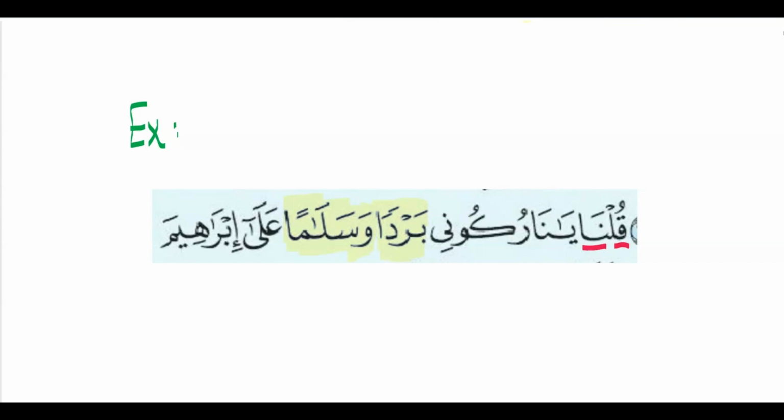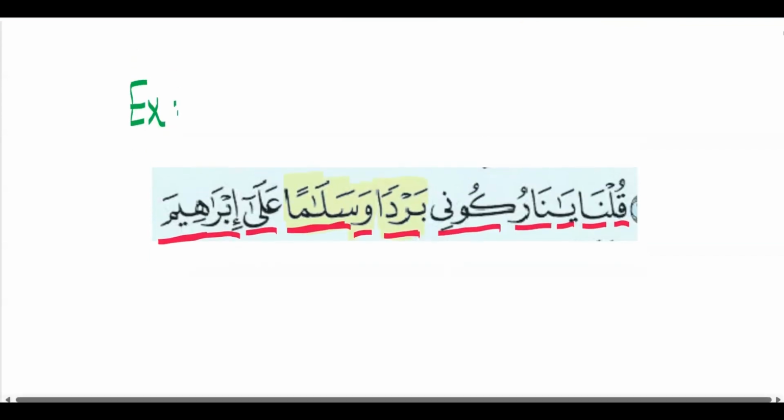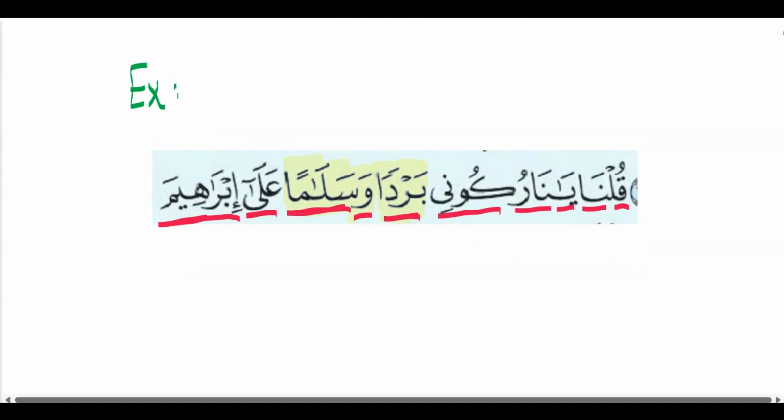قُلْنَا, we said, Ya naru, O fire. Kuni, be, it's an order from Allah to the fire. We said, O fire, be bardan, cool, and salaman, peace, upon Ibrahim. You know the story of Prophet Ibrahim, alayhi salatu wassalam. But now we're going to focus on just the reading and those two words in yellow, bardan wa salaman.